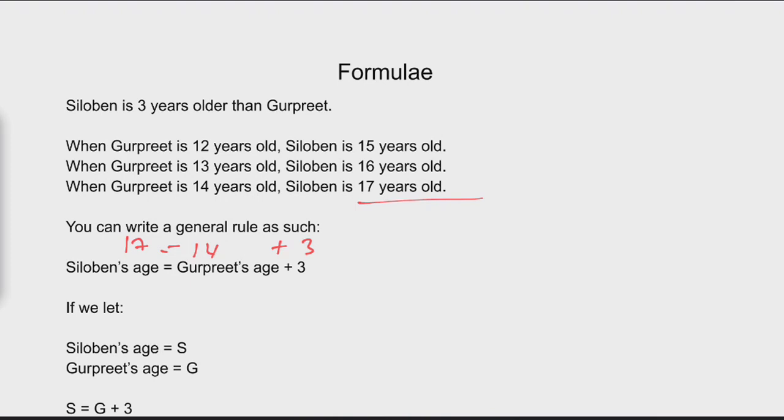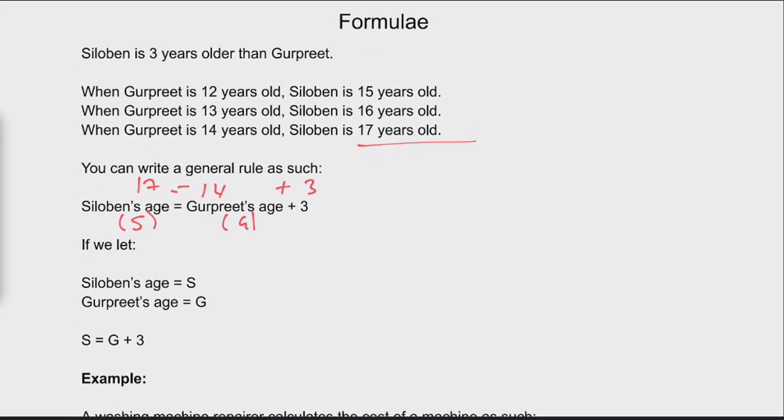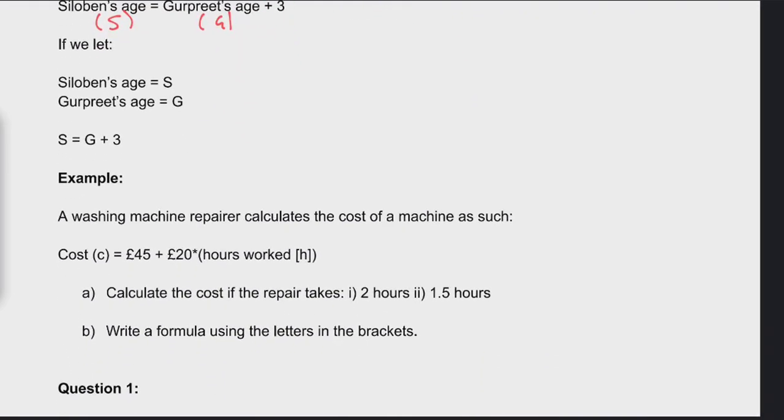So now let's just say that we let Saliben's age equal to S, and we let Gurpreet's age equal to G. Then we can write this more succinctly as S is equal to G plus 3. As opposed to writing out a whole sentence, we can just write simple letters like S and G. Okay, so let's get into an example.